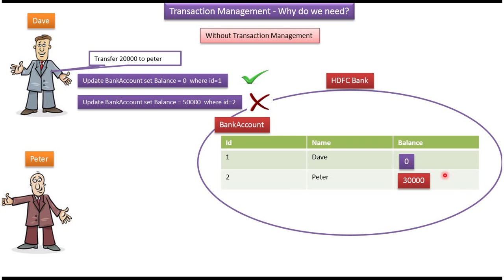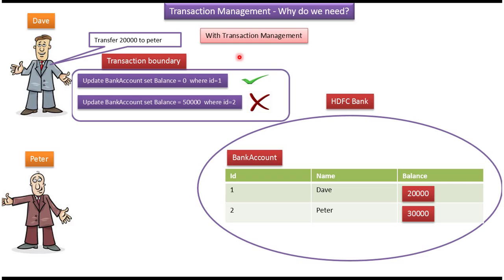So this is totally wrong, right? Because from Dave's account 20,000 rupees has been deducted and it is 0, and in Peter's account 20,000 rupees has not been added, right? So this is absolutely wrong, and this should not happen. So how to avoid this kind of problem? We can avoid this kind of problem if we are using transaction management. We will see how to do that next.